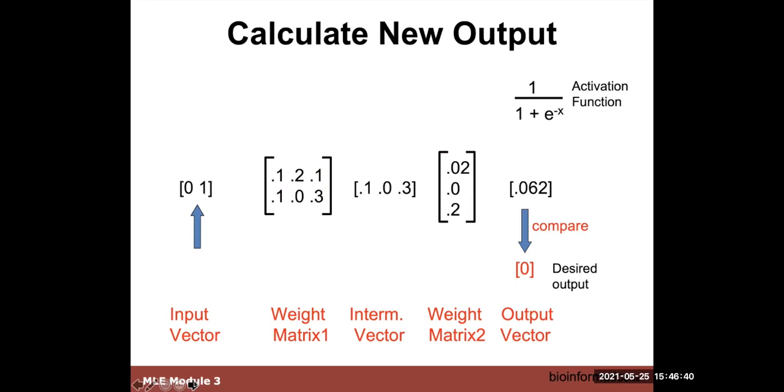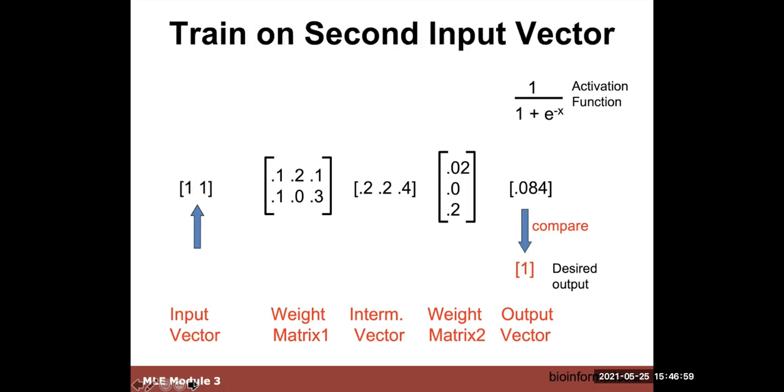Now we've got a new matrix, and we put in the same vector again and say, well, are we better? And we found that we went from 0.13 now to 0.062, so that's actually closer to 0. So we're getting closer. And then we repeat this cycle over and over until we get to a value. We can go on to another new input. Instead of 0, 1, it's now 1, 1.